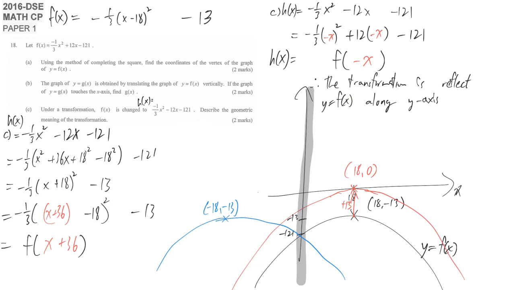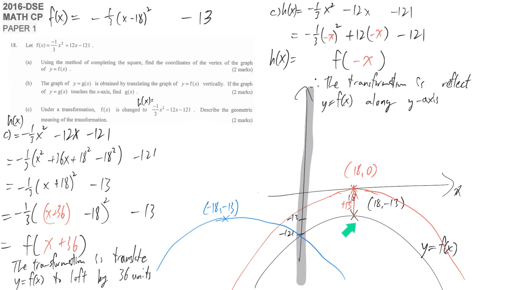The new function, compared with the original function, we affect the x-axis. 左加右減. That means plus something, that means you will transfer it to the left hand side. So another conclusion is the transformation is translate y equal to f(x) to the left hand side by 36 units.